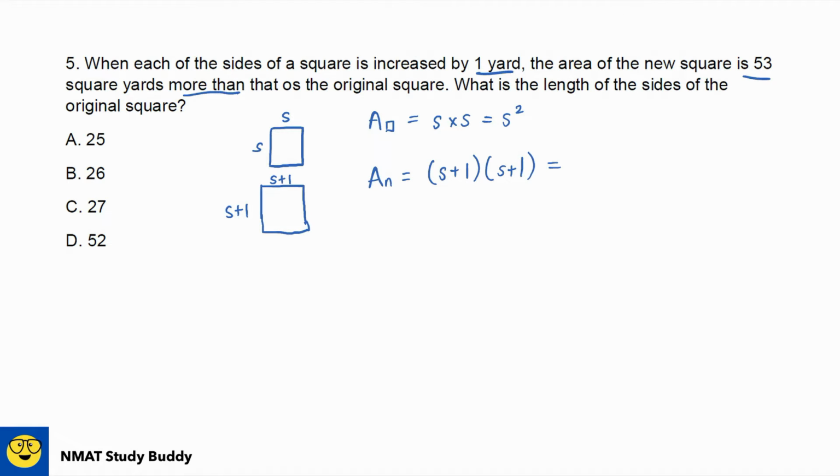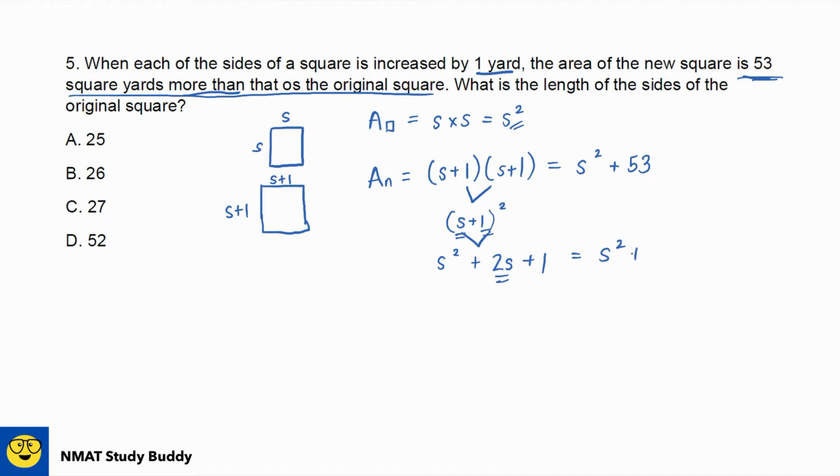And then, sabi dito, the area of the new square is 53 square yards more than that of the original square. Yung original square is S squared, diba? So, yung S squared, dadagdagan mo pa siya ng 53 yards based on the problem. Pwede kang mag-FOIL method or, since this one is also S plus 1 squared, pwede mong gamitin yung chant na square the first term, square the last term, twice the product of the two. Kasi S times 1 times 2, so 2S, is equal to S squared plus 53.